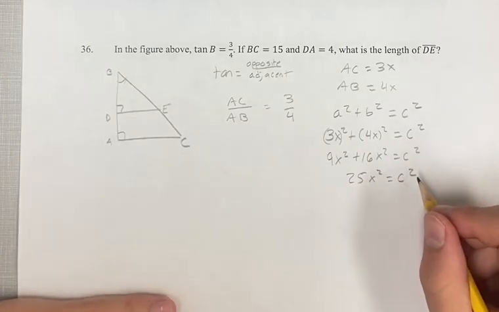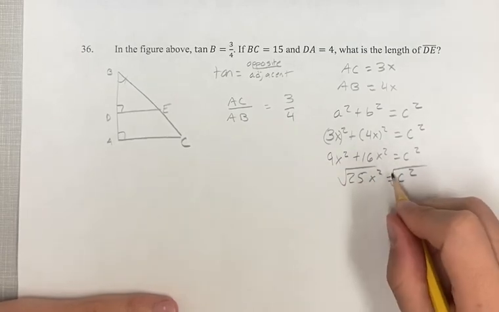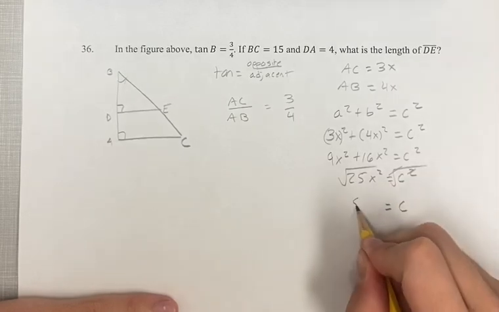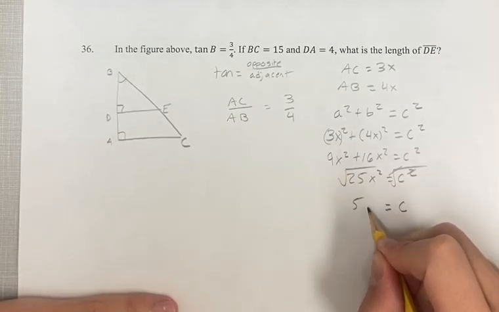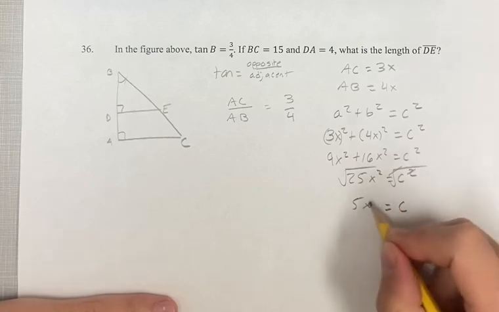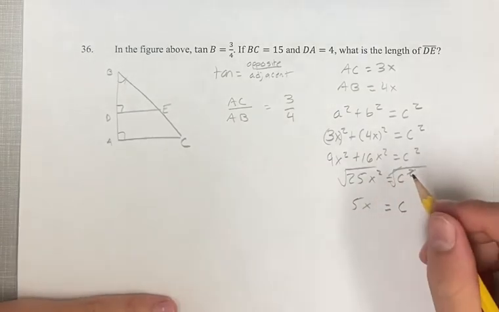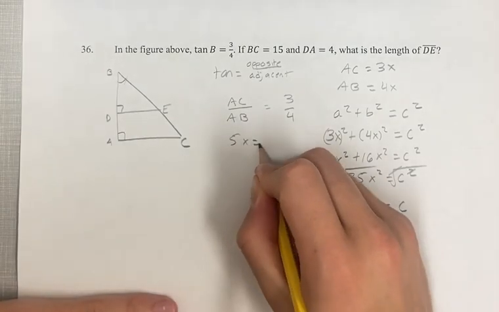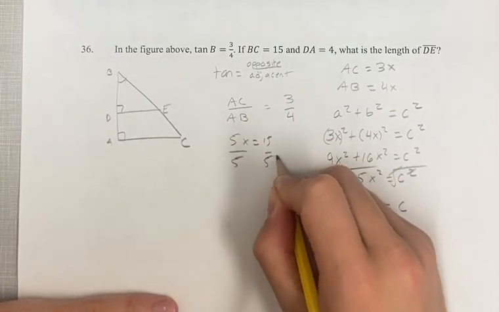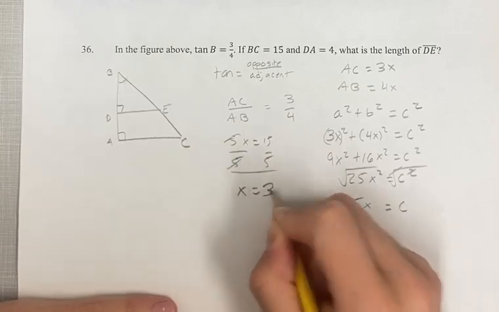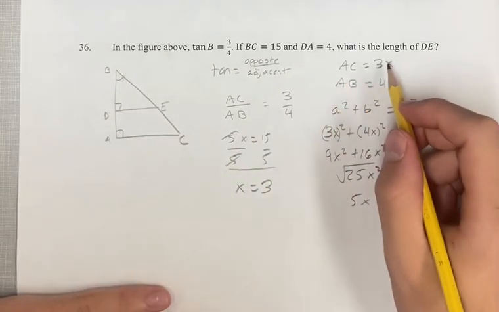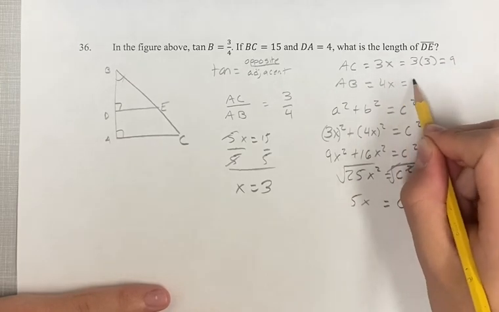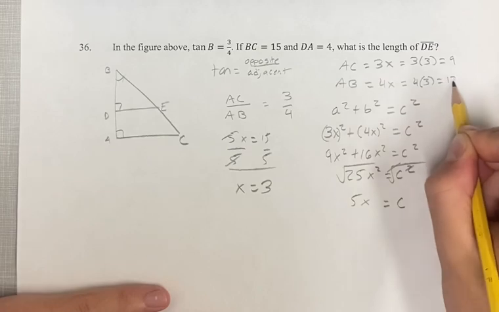So therefore, taking the square root of both sides, the square root of c squared is c is equal to the square root of 25 is 5, the square root of x squared is x. So c is equal to 5x. C is also BC, right? It's equal to 15. So 5x is equal to 15. Dividing both sides by 5, we can get that x is equal to 3. So when AC is equal to 3x, that's 3 times 3, that's 9. AB is 4x, so that's 4 times 3, that's 12.